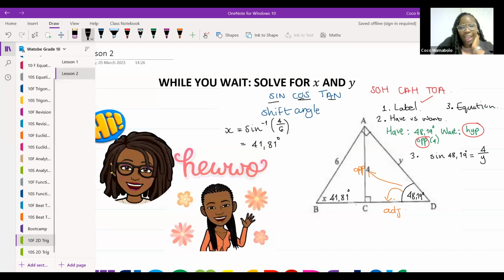Didi says, ma'am, how did you get the angle 48? All right, Didi, here's my triangle. We just figured out what this angle is. We know that that angle is 90 degrees. Can we work out D? We can work out D because of the interior angles of a triangle. That's how we found the 48.19. Does that make sense?